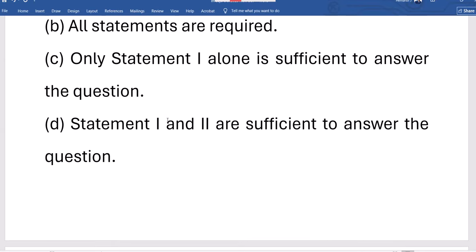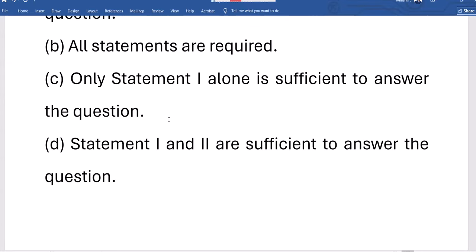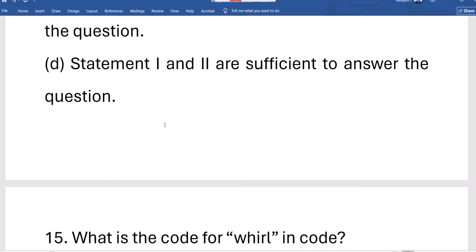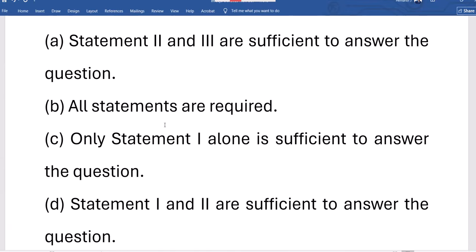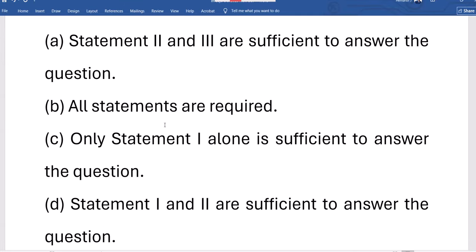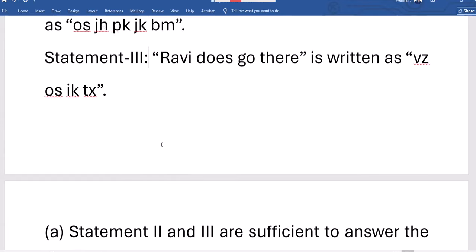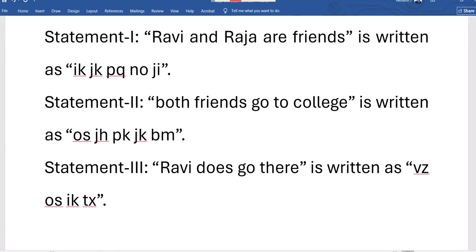Those are the options. And for your kind information, listen. Sometimes options are badly required. There is no option given here saying all statements put together are not sufficient. I have only four options. First option, 2 and 3 sufficient to answer. B is all statements required to answer. 1 alone, 1 and 2 alone, like that. There is no option like put together not sufficient anywhere. So kindly note, because options also matter.